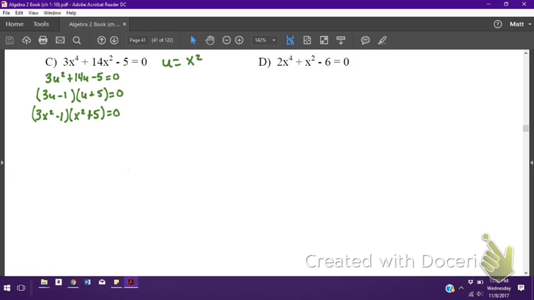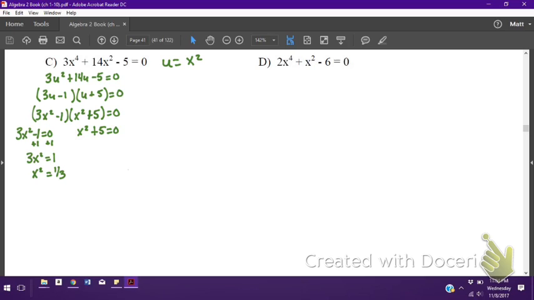Well, now what am I going to do? Set them equal to 0. These are easier to set equal to 0, so all I do is set each one to 0. So 3x squared minus 1 is equal to 0, and x squared plus 5 is equal to 0. On the left side, in order to get x by itself, I'm going to add 1 to both sides. So I get 3x squared is equal to 1. Divide by 3, so I get x squared is equal to 1/3.